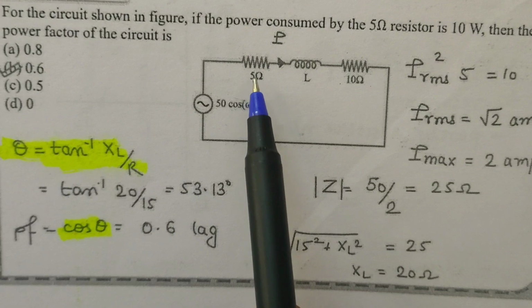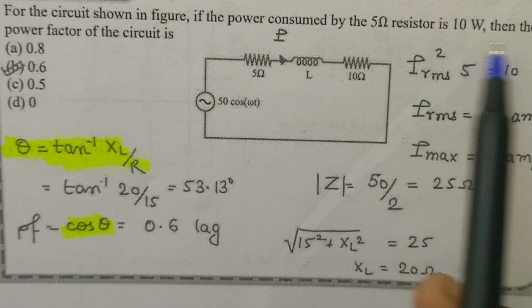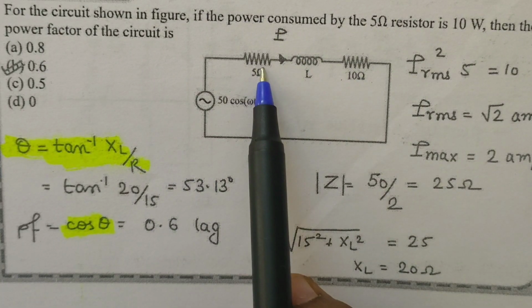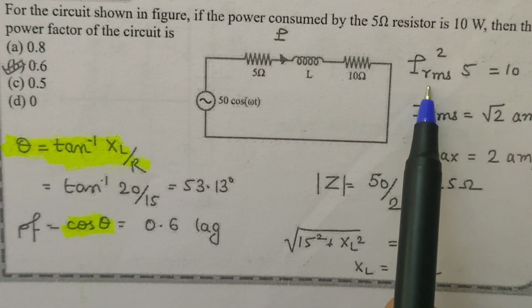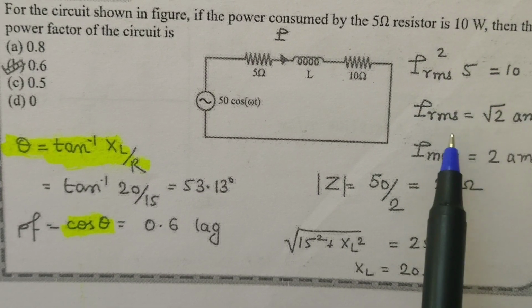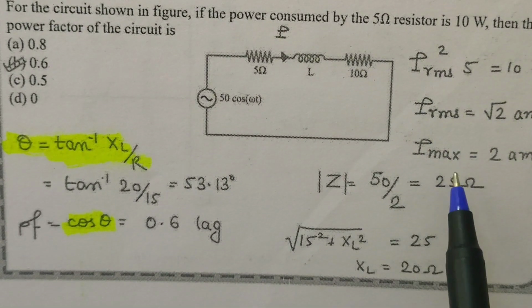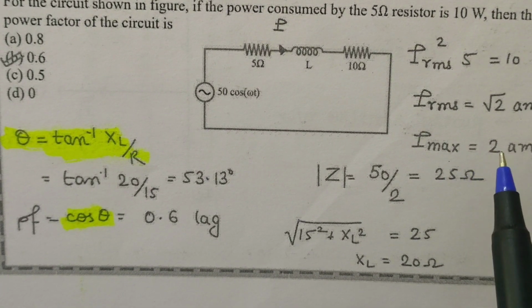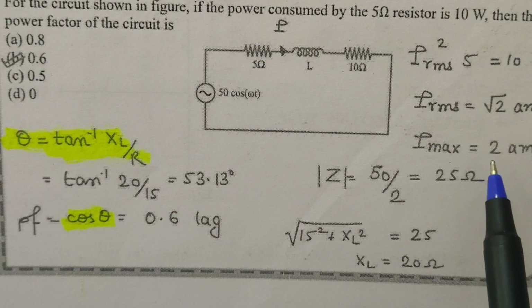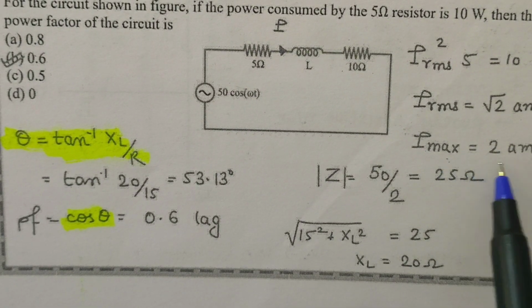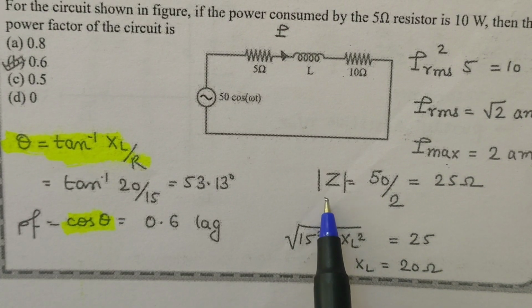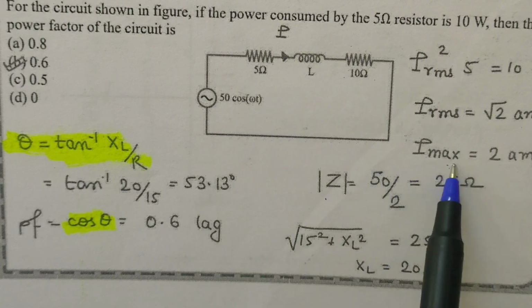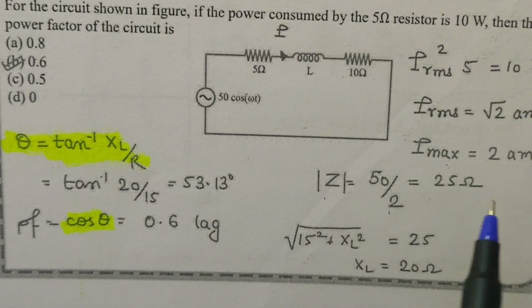In this circuit, the power consumed by the 5 ohm resistor is 10 watts. Then he is asking the power factor of the circuit. By the resistor, power consumed is 10 watts, meaning IRMS square into 5 is equal to 10. You will get the IRMS value. The RMS value is the maximum value divided by root 2. So the maximum value you will get as 2 amperes. Impedance you can write as maximum voltage by maximum current. You will get it as 25 ohms.